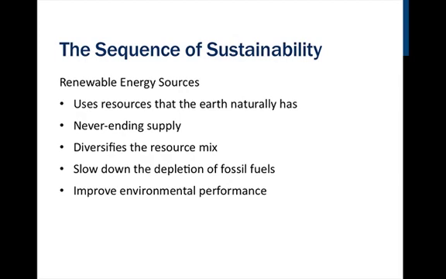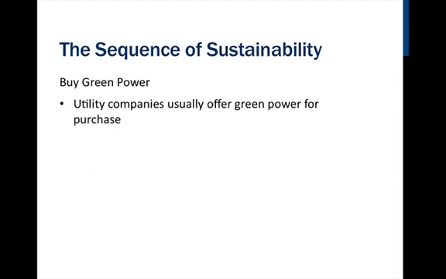Using renewable sources diversifies the resource mix. When we rely on one fuel source, and that particular source becomes scarce, then energy becomes very expensive very quickly. Using renewable sources will slow down the depletion of fossil fuels and improve environmental performance because there are fewer pollutants involved. Even if you can't install renewable energy at your own home, you can almost always buy green power. Utility companies usually offer green power for purchase. Check with your utility company to find out if they have a program for you.